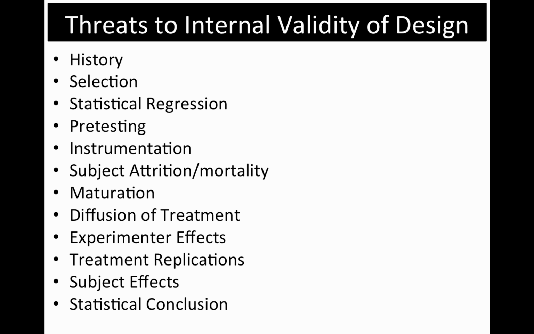Subject attrition or mortality. Subject attrition occurs in a study when subjects systematically drop out or are lost during the investigation. This is a threat to many longitudinal studies that last over several weeks, months, or years. Mortality is essentially the same problem as selection, but it happens after the study is already set up and underway.